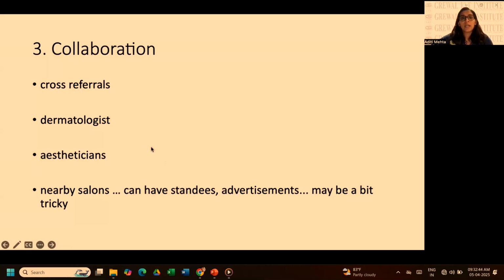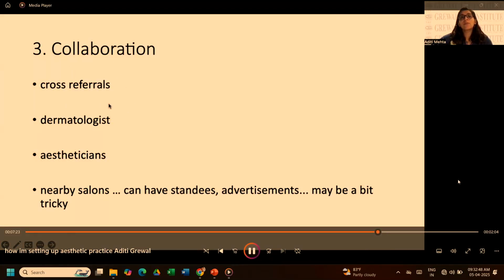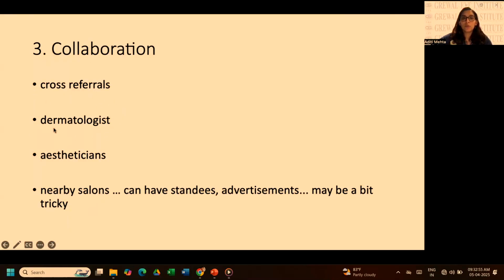The next step is collaboration. It helps with cross referrals, people referring the patients to you. People who are doing other aesthetic procedures but don't want to touch the periocular region will be sending. It's good to have a dermatologist on board. I personally have an in house dermatologist. Good to collaborate with estheticians and nearby salons also. You can put up your standees and advertisements, but this may be a little tricky and you need to navigate depending on what the socioeconomic status in your city of practice is.